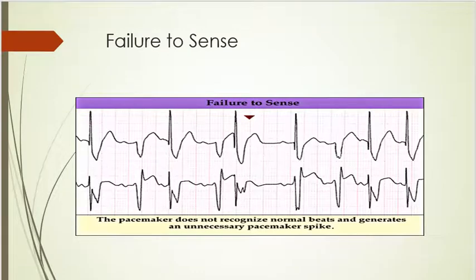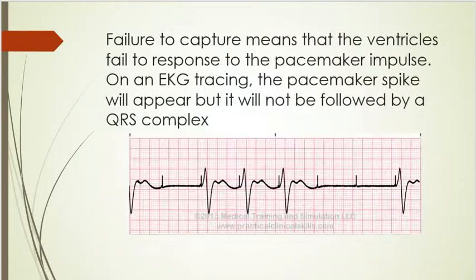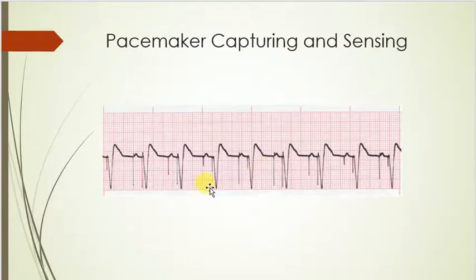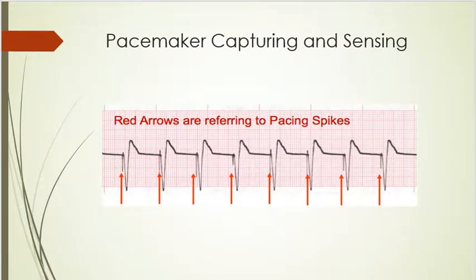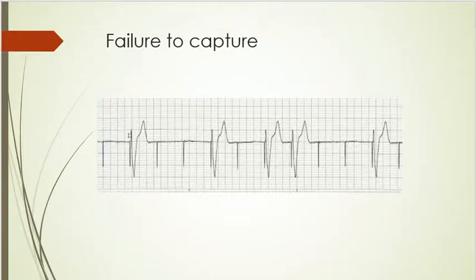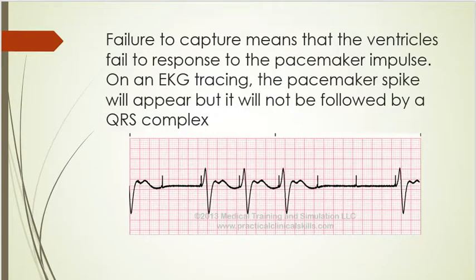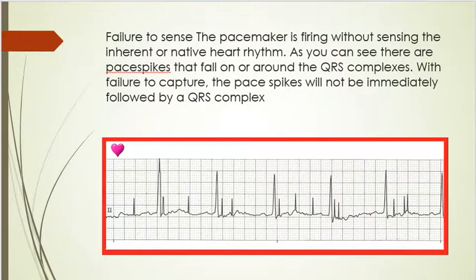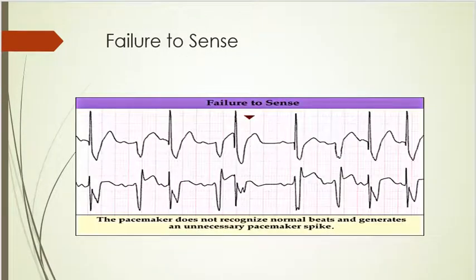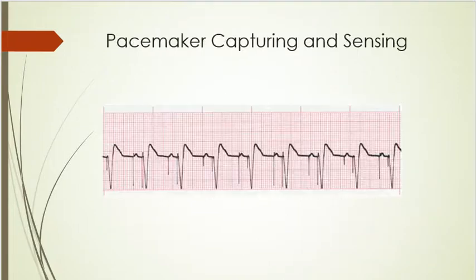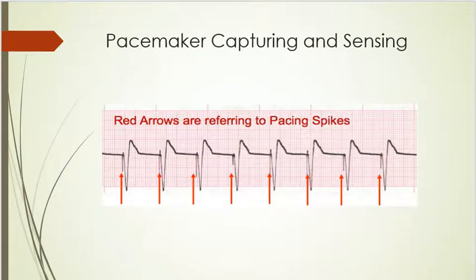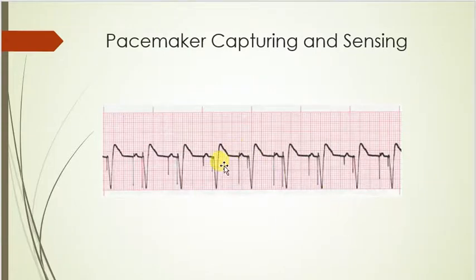So for your testing purposes, I'm just going to maybe put one up, and if you see these spikes, just say this is a pace rhythm. Failure to capture and failure to sense are something I'm showing you because you may be in the unit, and if you see this going on, you shouldn't not know what's happening. But for testing purposes, this is about all you're going to see. You're going to see pacemaker spikes, and you just tell me that's a pace rhythm.